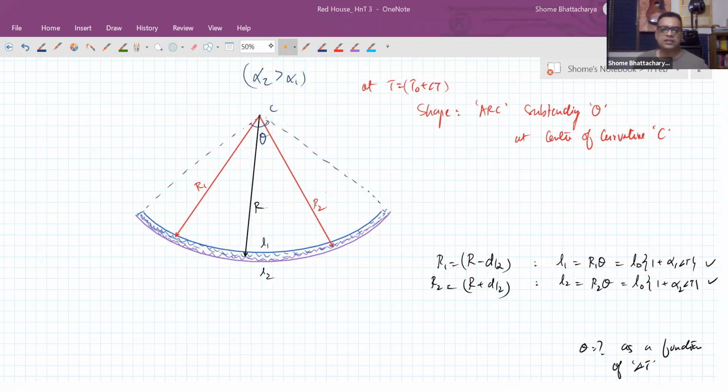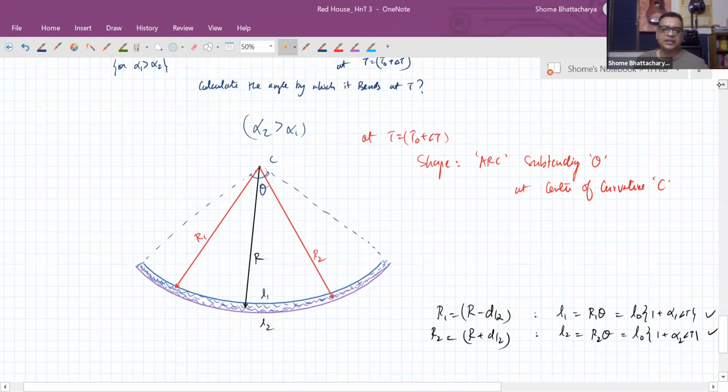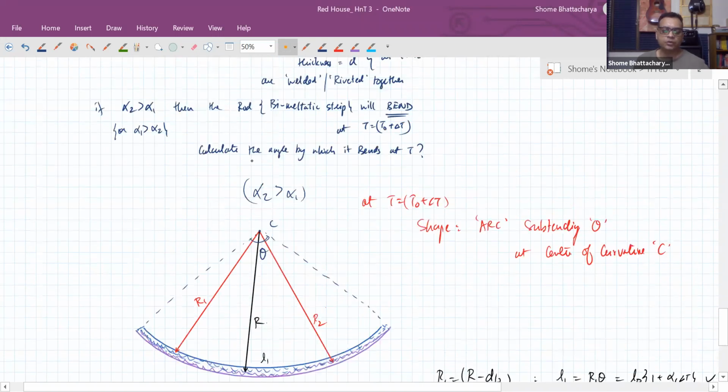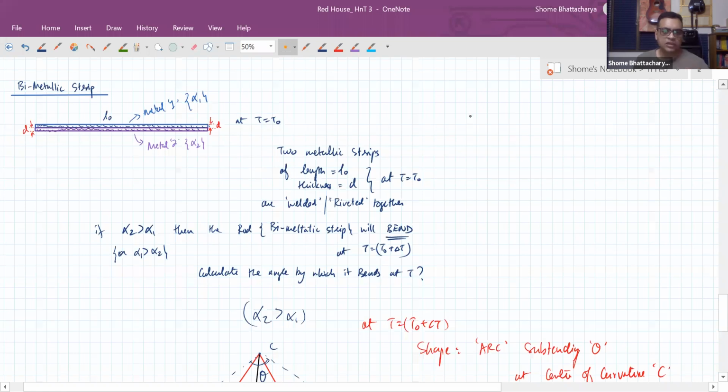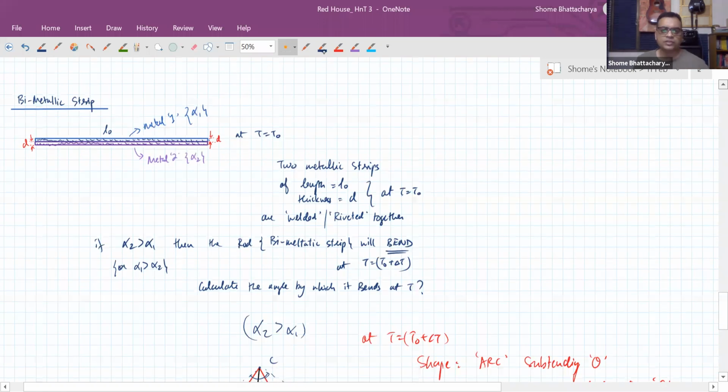Yeah, the whole system has a uniform temperature. It's like the rod was existing at a surrounding temperature of T naught before. So metals are good conductors of heat, so they take the temperature of the surrounding. Yeah, so R1 and R2 are the radius of each of the strips.